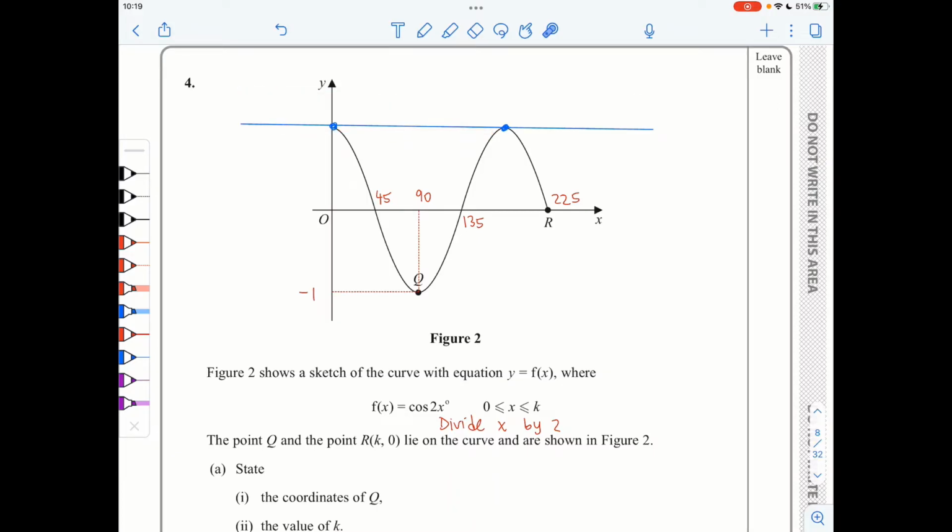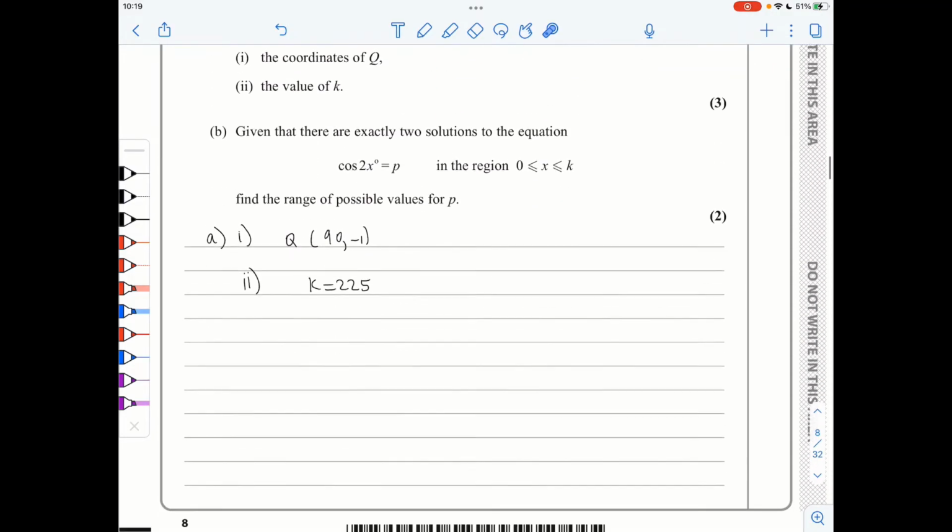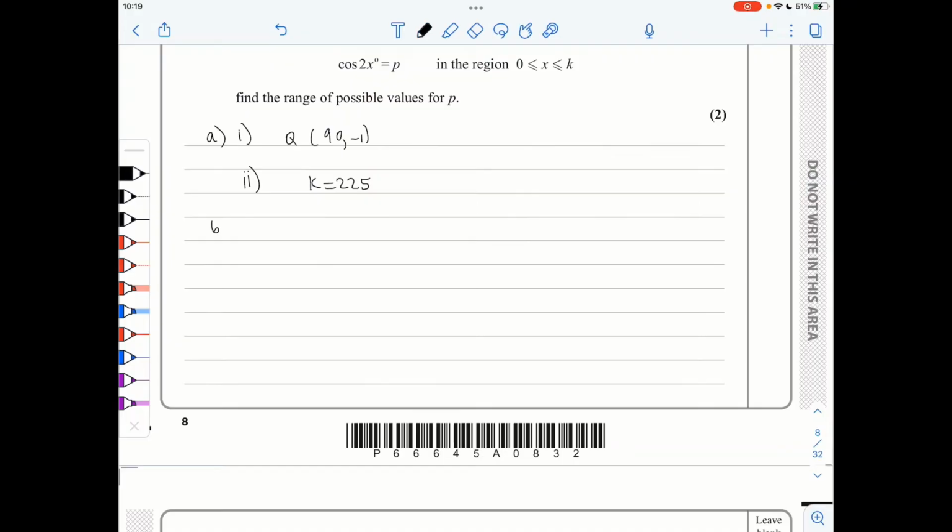So at this point, P is 1, and over here it has to be strictly between -1 and 0. So my answer for part B would be P is 1 or -1 less than P less than 0.